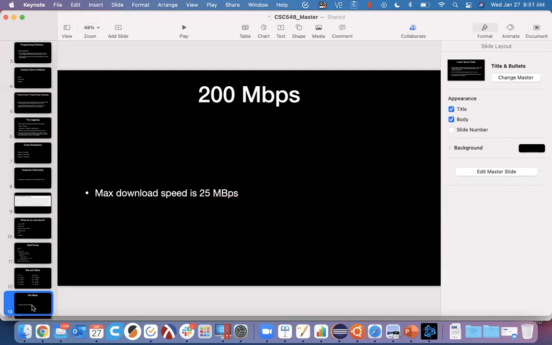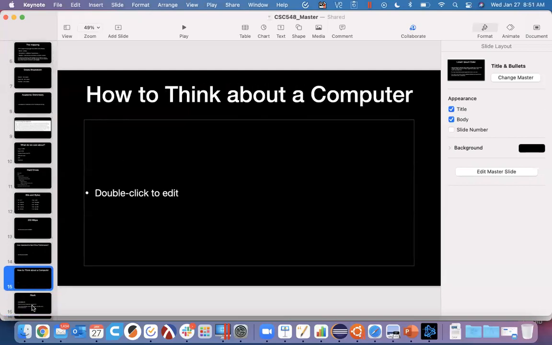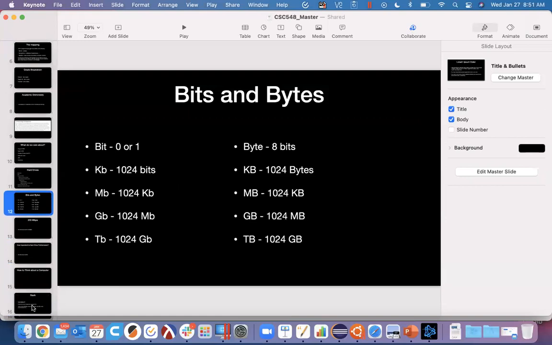All right, so we should definitely understand this conversion table. We need to know when something has a little b, we're talking about bits. When something has a big B, we're talking about bytes, and we should know the scalars between them.